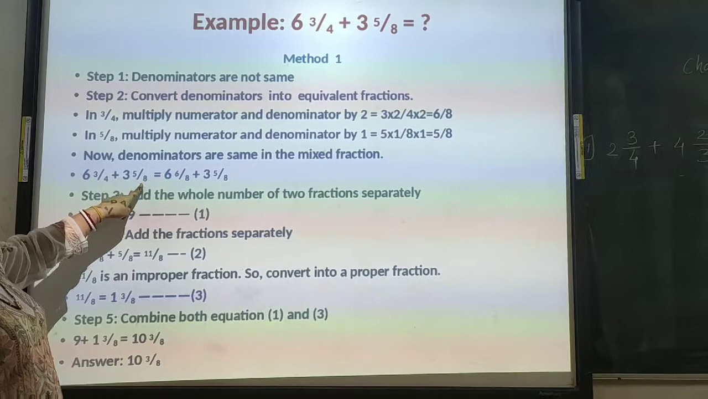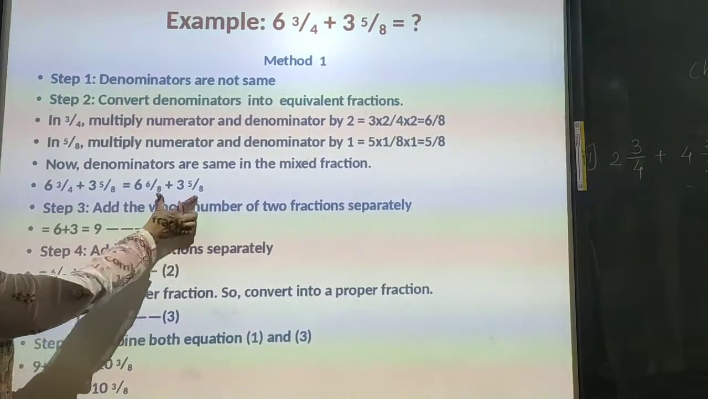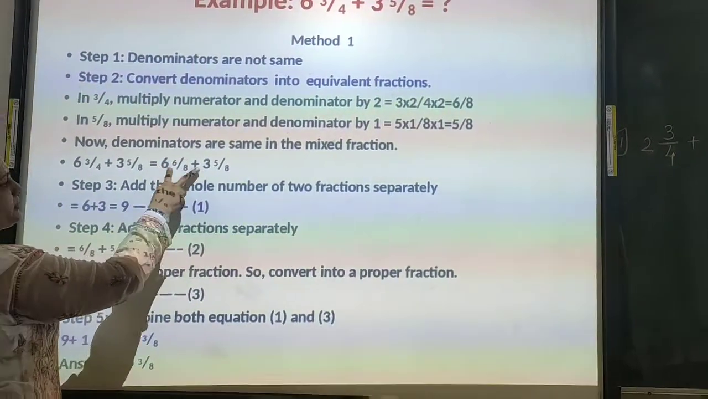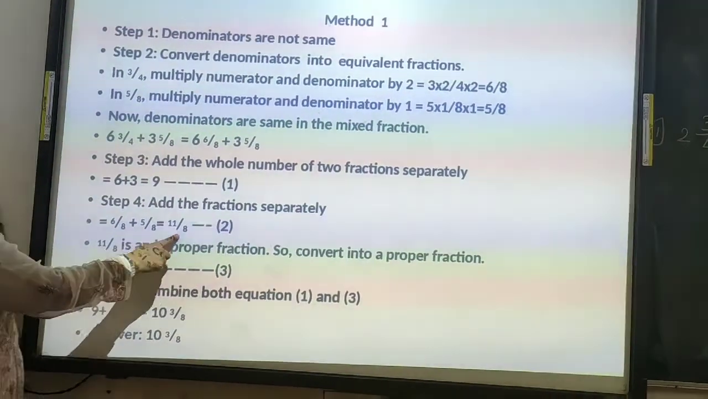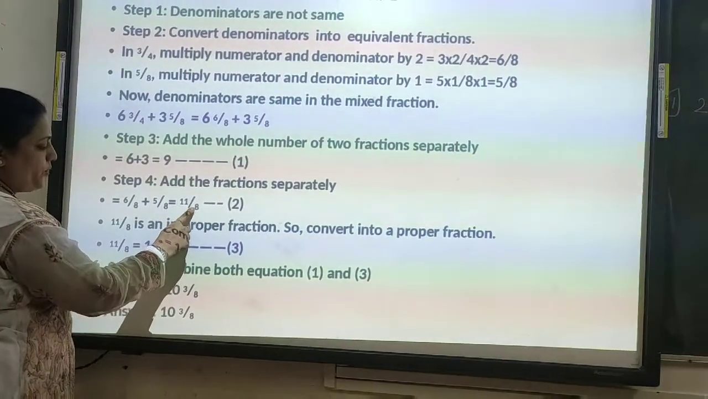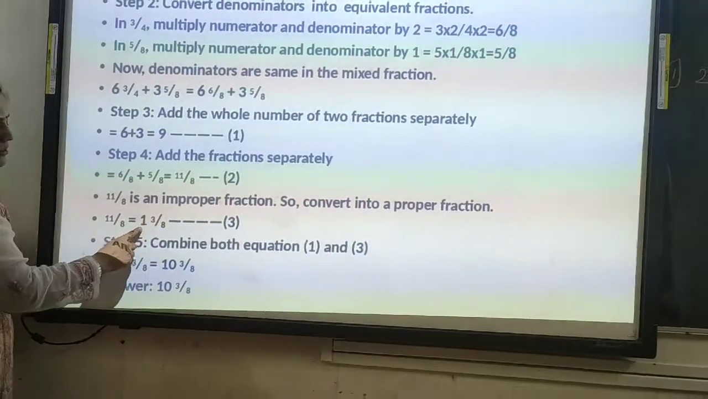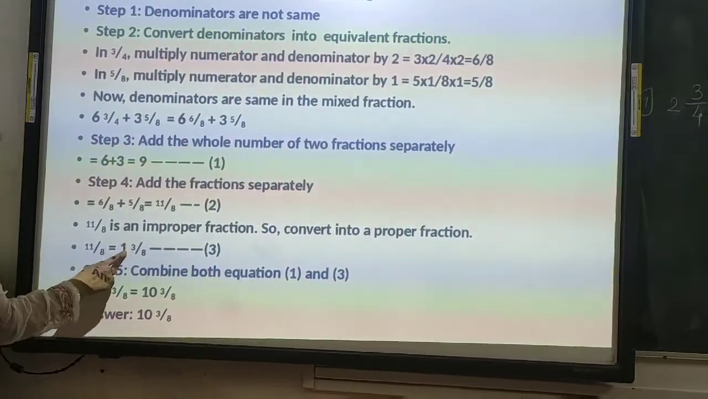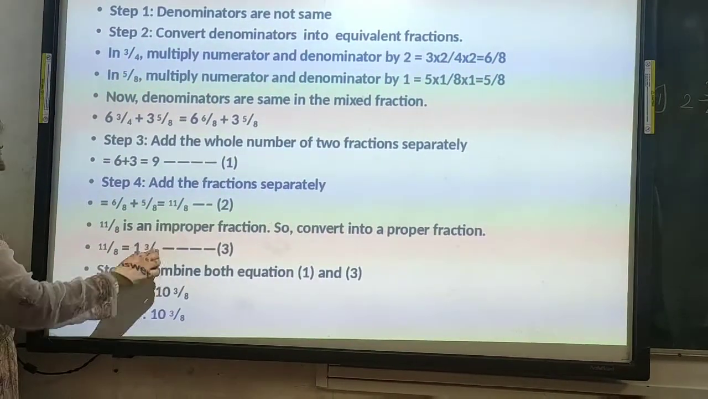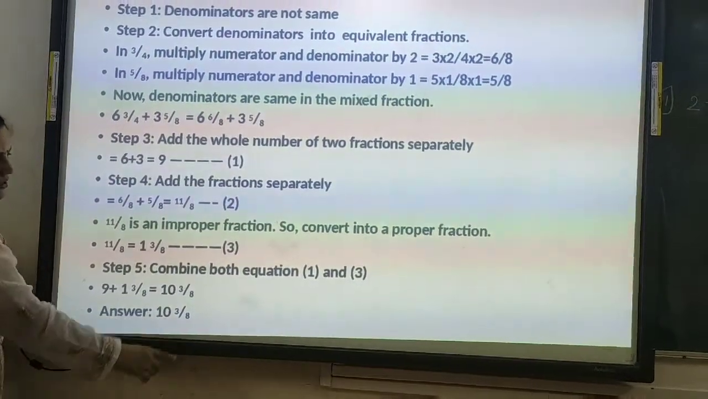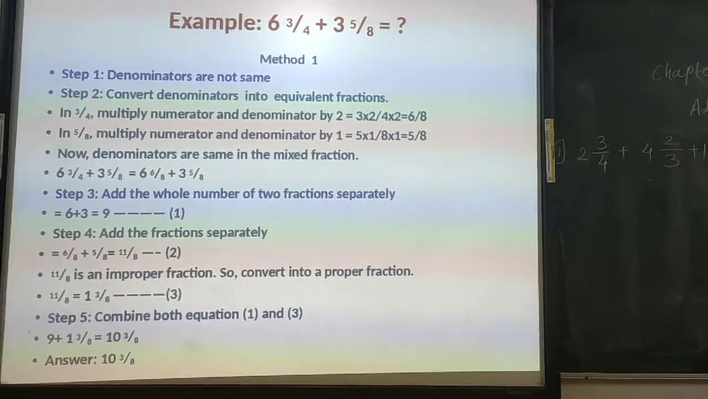6 3 by 4 plus 3 5 by 8 is equal to 6 6 by 8 plus 3 5 by 8. Now see here the denominators are the same. So add the whole numbers: 6 plus 3 is equal to 9. And then add the fractions: 6 by 8 plus 5 by 8 is equal to 11 by 8. Again it is an improper fraction, so convert 11 by 8 into a mixed fraction. It will become 1 3 by 8. Now this whole number we will add to the other whole number: 9 plus 1 is equal to 10, and 3 by 8 as it is. So what is our answer? 10 3 by 8. I know children this is a lengthy method, but I have to explain it to you.